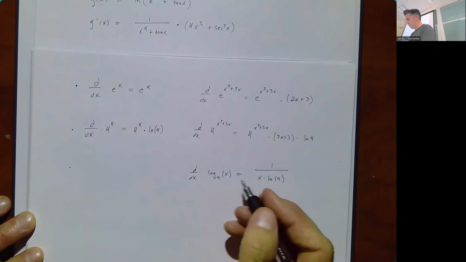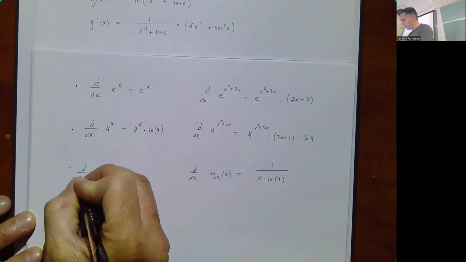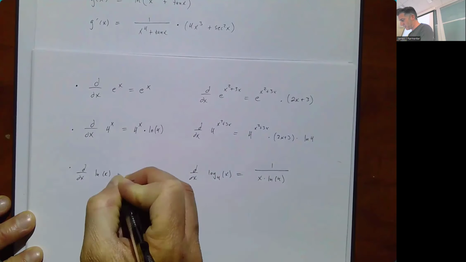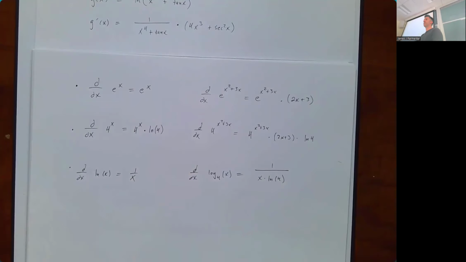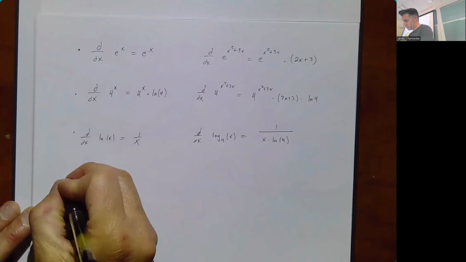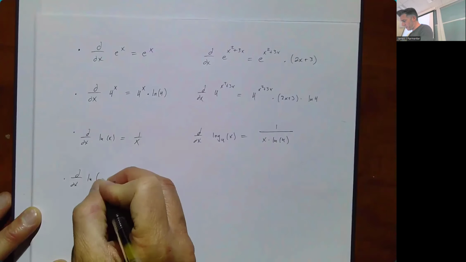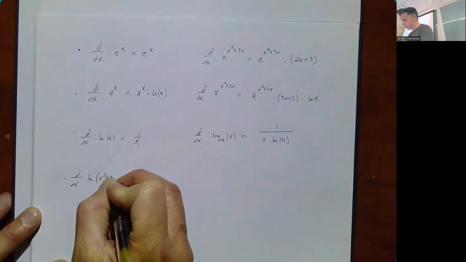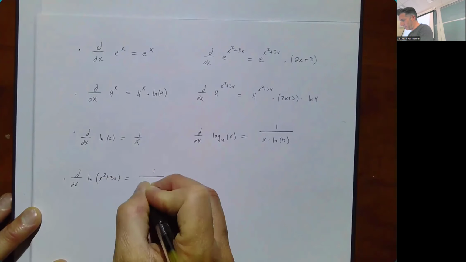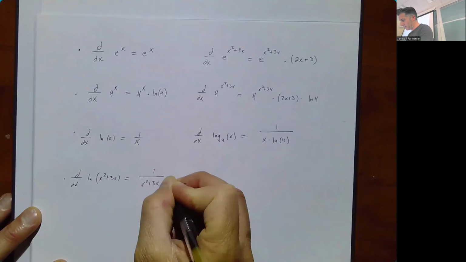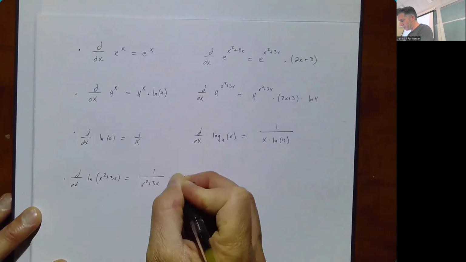And then the derivative of regular natural log of x is just 1 over x. And then we have the chain rule versions. The derivative of the natural log of some stuff, like x squared plus 3x, is 1 over the stuff times the derivative of the stuff.